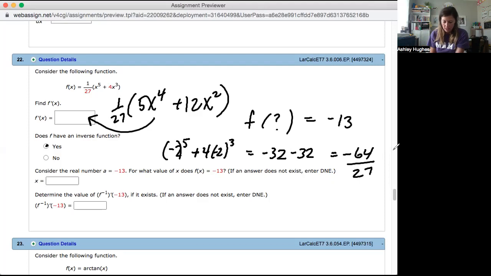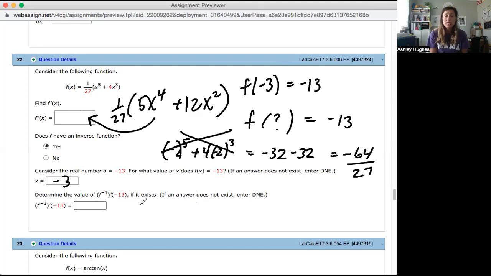Okay, so let's try -3. -3 to the 5th plus 4 times -3 cubed is -351. If I divide that by 27, I get -13. So -2 didn't work out, but we try -3 and it does work. When I plug in -3, I get -13. So that's what this is asking: -3.